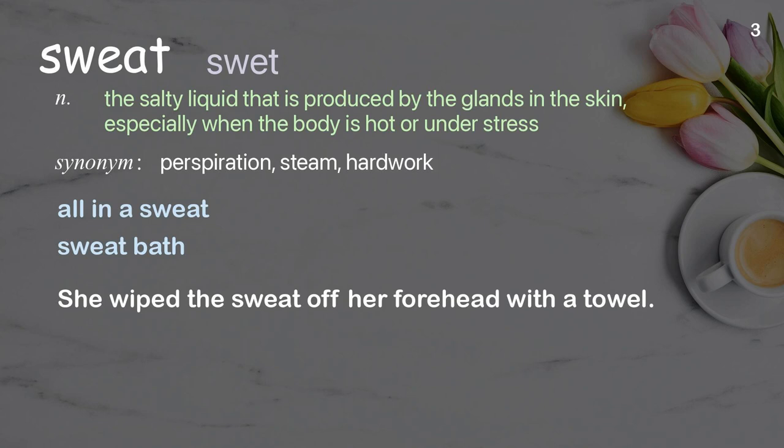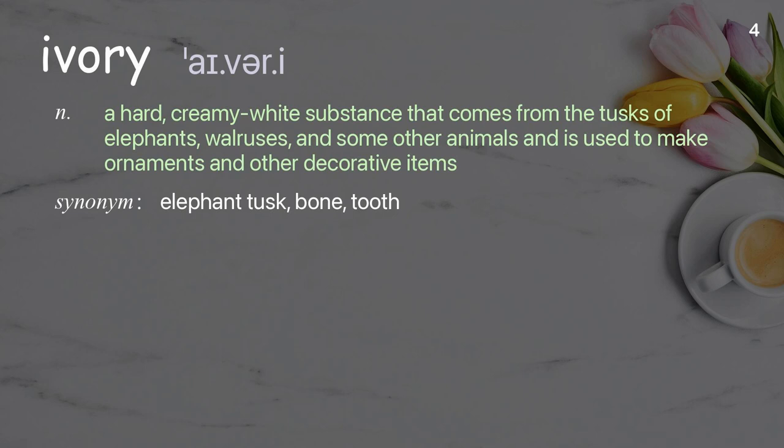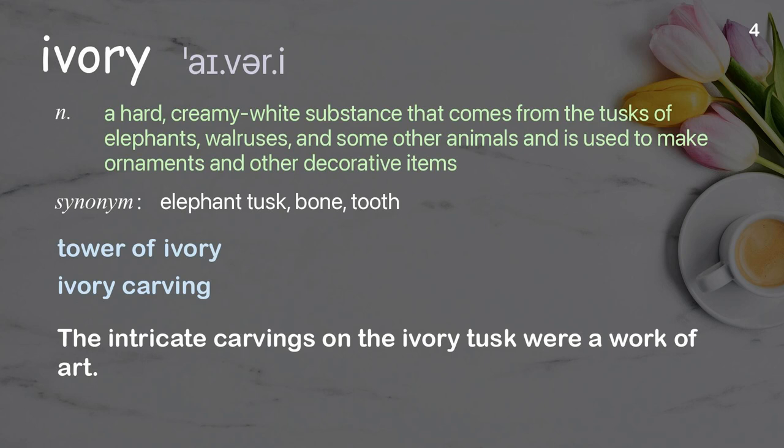Ivory. A hard, creamy white substance that comes from the tusks of elephants, walruses, and some other animals and is used to make ornaments and other decorative items. Examples. Tower of Ivory. Ivory carving. The intricate carvings on the ivory tusk were a work of art.